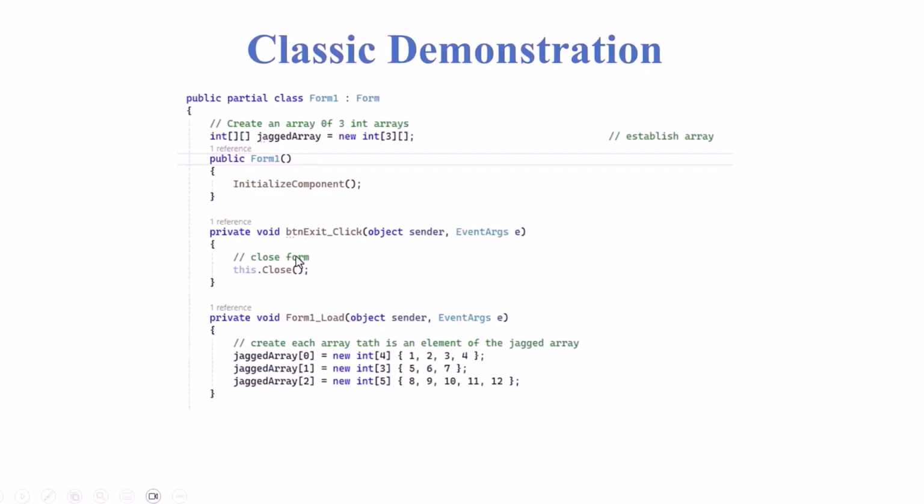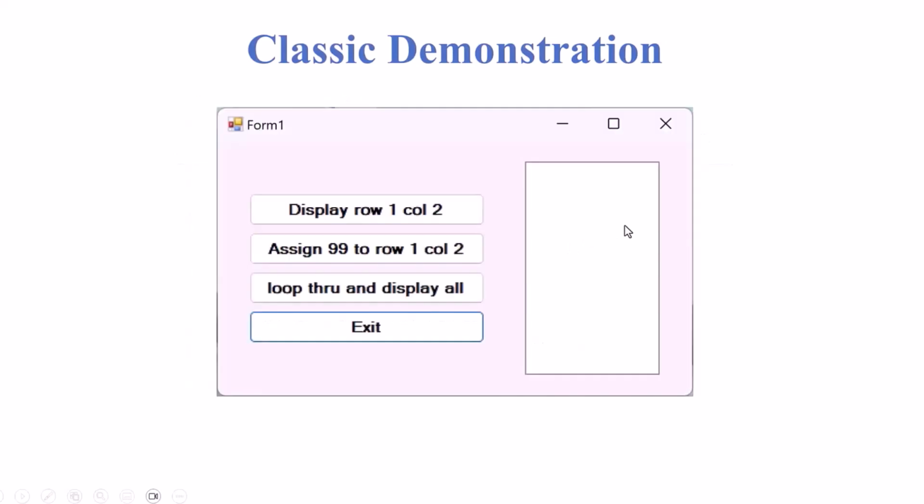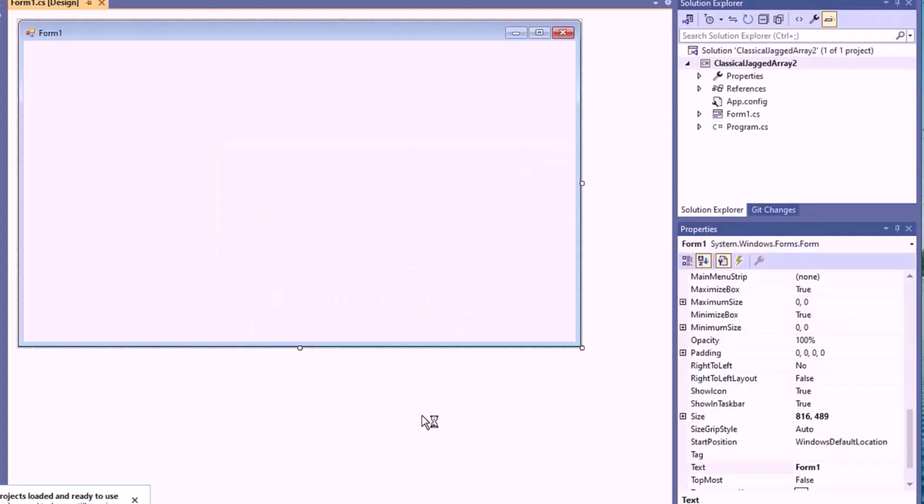And I got an exit button here. So let's take a look at this. It's going to look like this. I'm going to display row 1 and 2. I'm going to have a button that's going to assign 99 to the row. I'm going to loop through all and put them in this list over here so we can see it. And then have a code that's going to exit this thing out. So let's go ahead and write this thing.